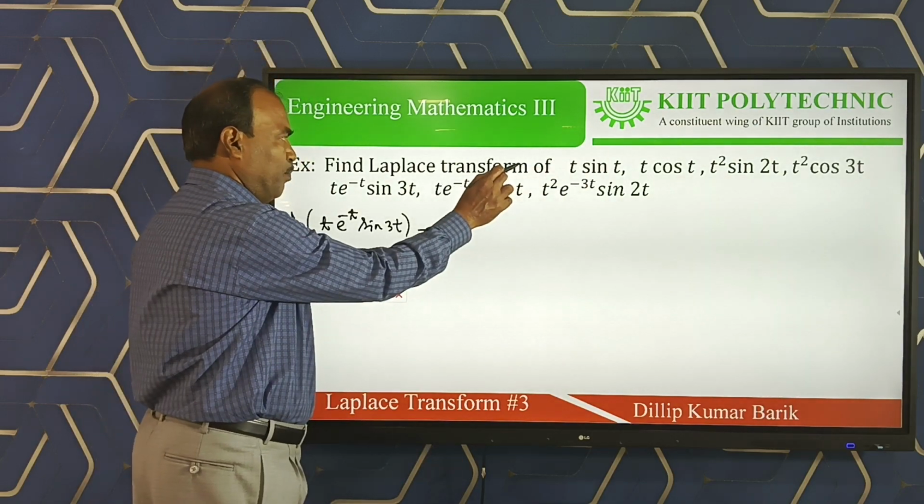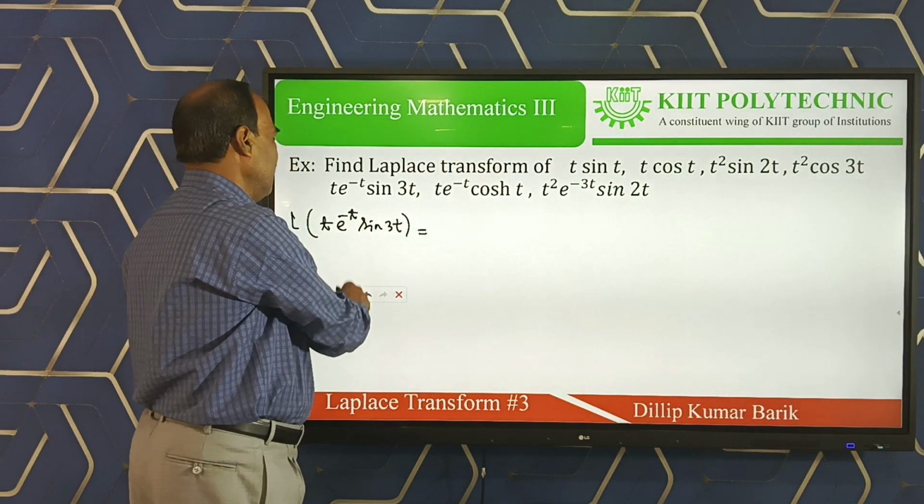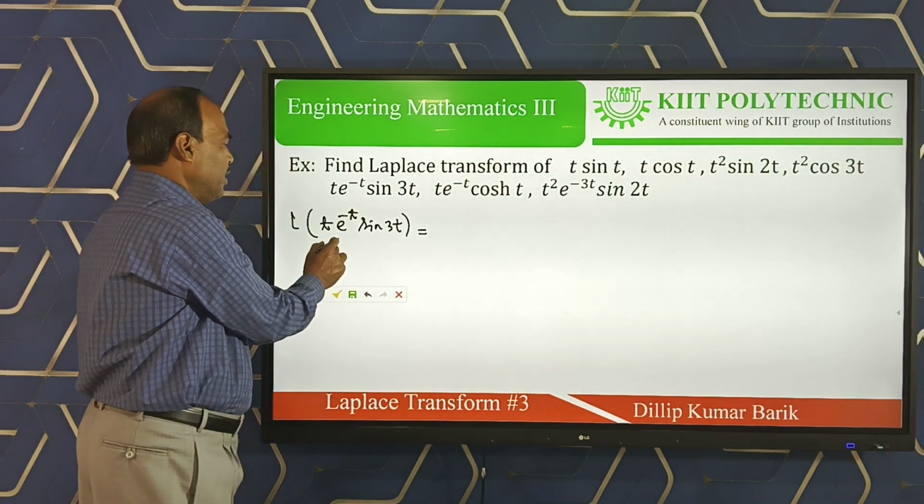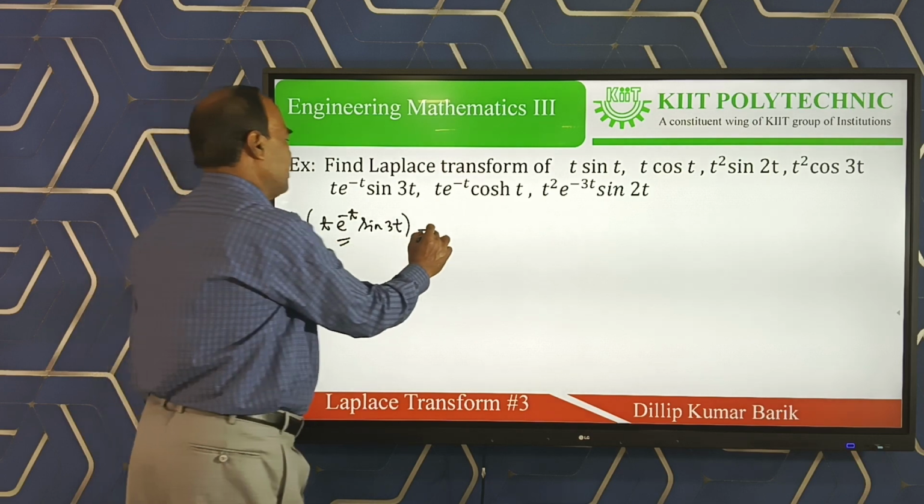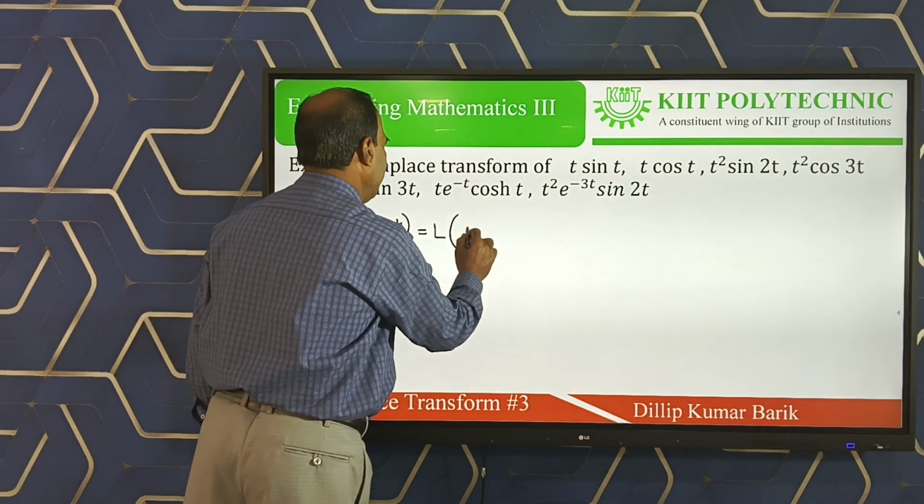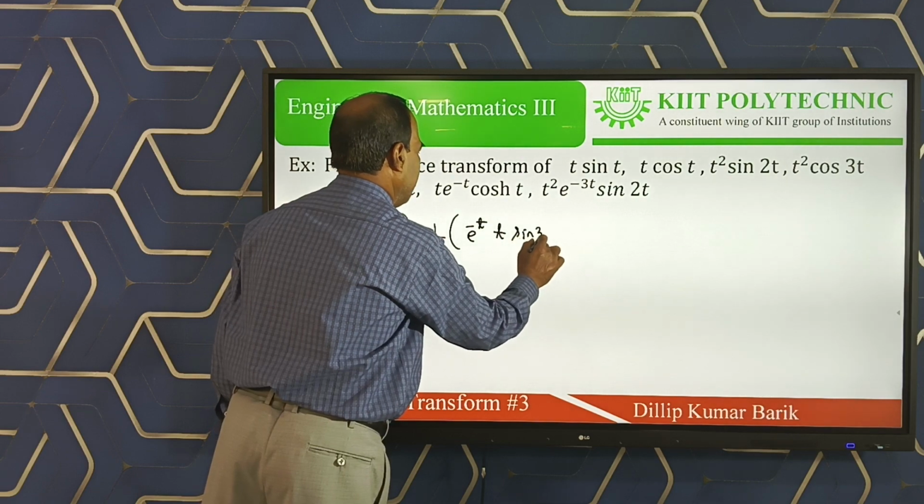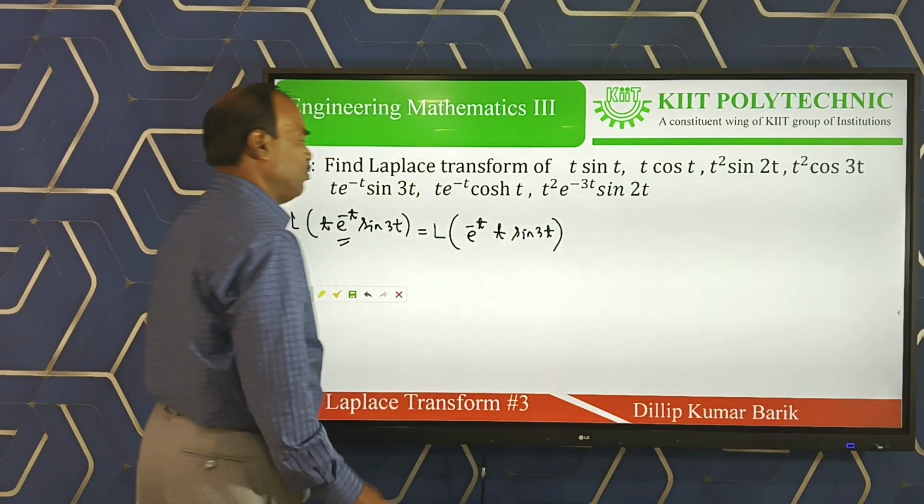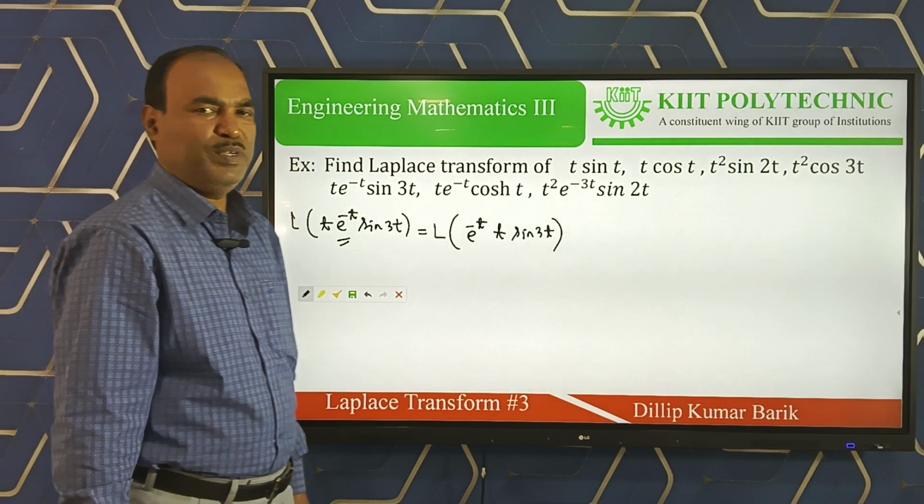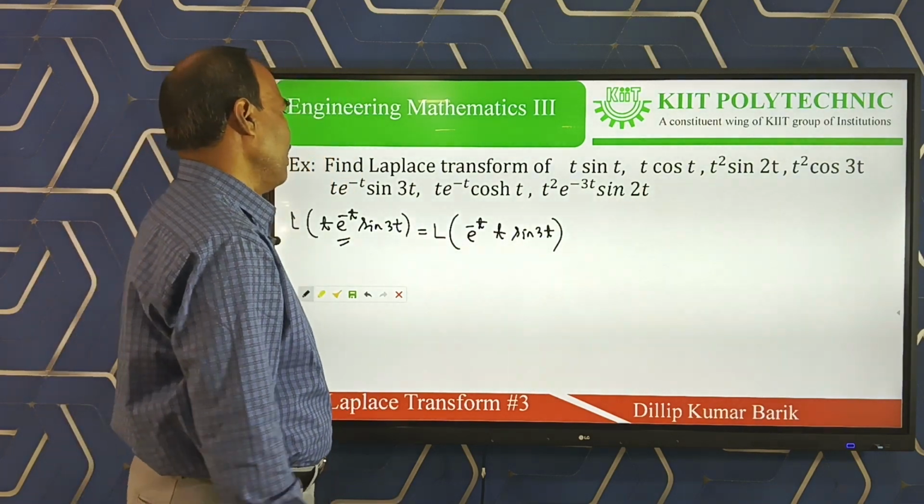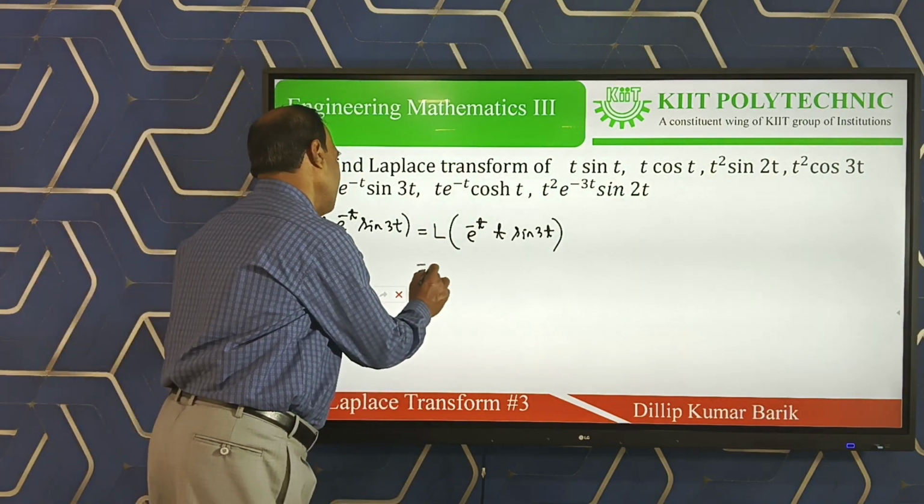So first you compare this question and this question. Here e is in the middle. So just write Laplace of e to the power minus t into t sin 3t. I just rearranged because multiplication is commutative: a into b is also equal to b into a. So next, how to simplify?